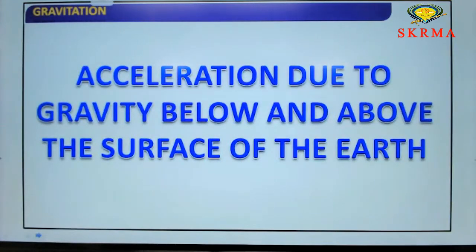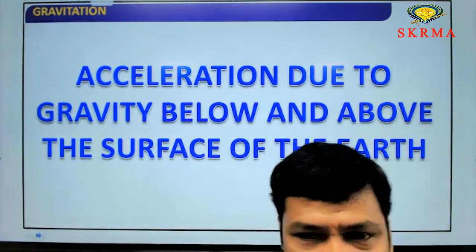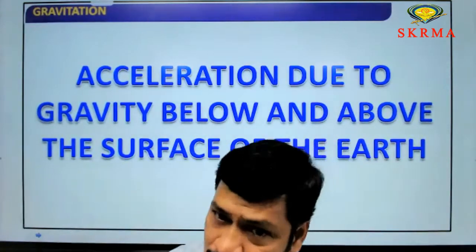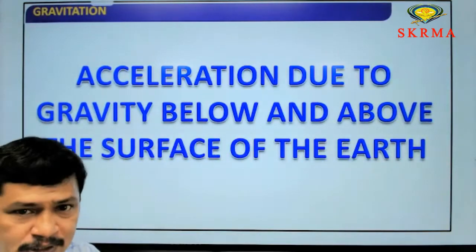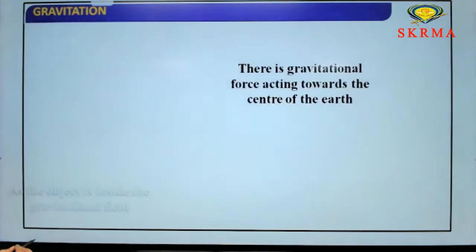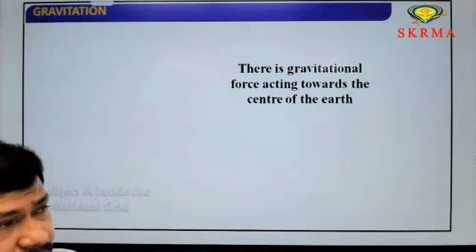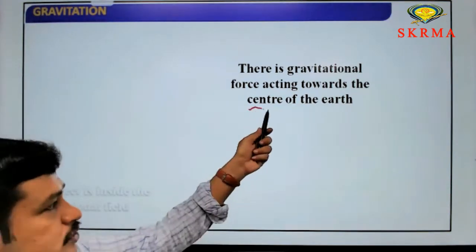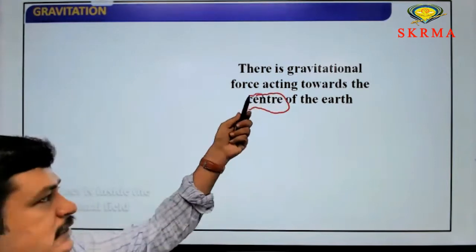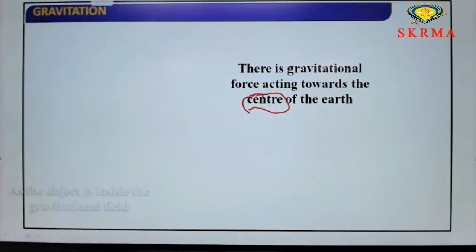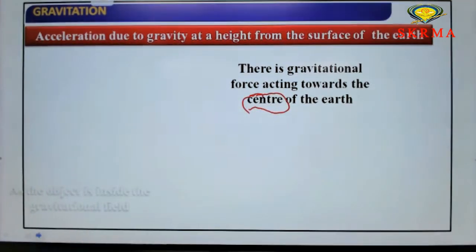We can also obtain the gravity at different locations, meaning at some height, or if you go to some depth, we can obtain gravity equations. The gravitational force of attraction always acts towards the center. That's why these forces are called central forces. Why? Because they act towards the center of the object. Now, the gravity at height.